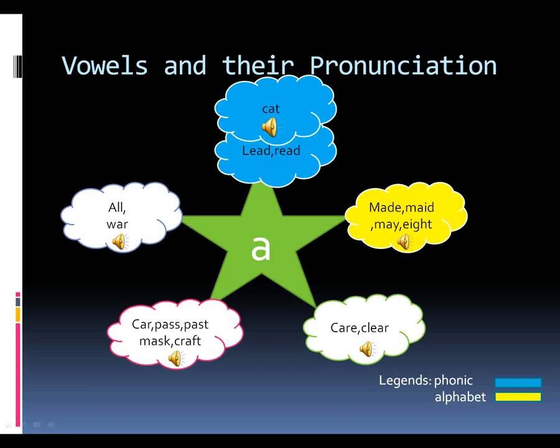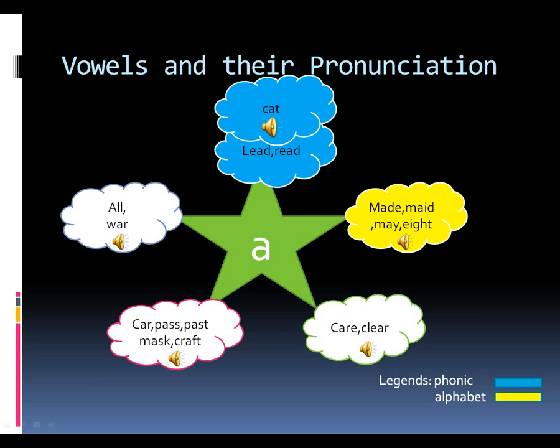I'll click on this. A. So it is cat. Now here is a little bit of confusion. It seems to be pronounced as read, lead, but in fact it is not read. It is the second form of read, that is red, pronounced red. So if I'm talking about the phonic sound of a, these words will also be pronounced as red, led, not lead, because the lead and read sounds will be discussed afterwards in the phonic of E, alphabet E.